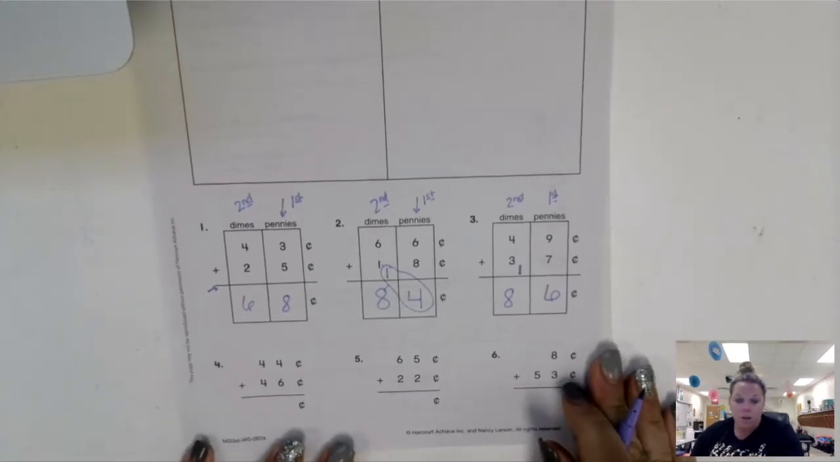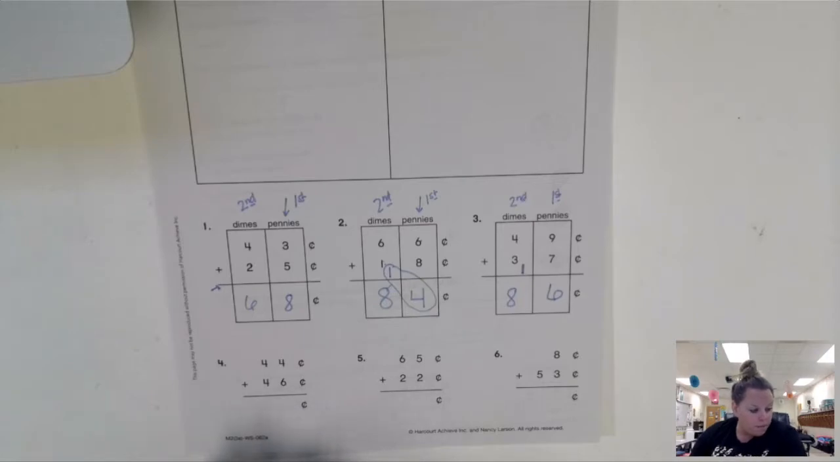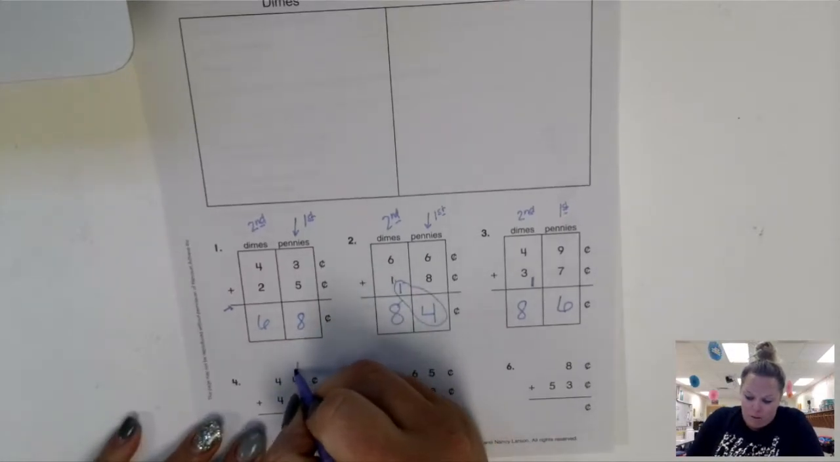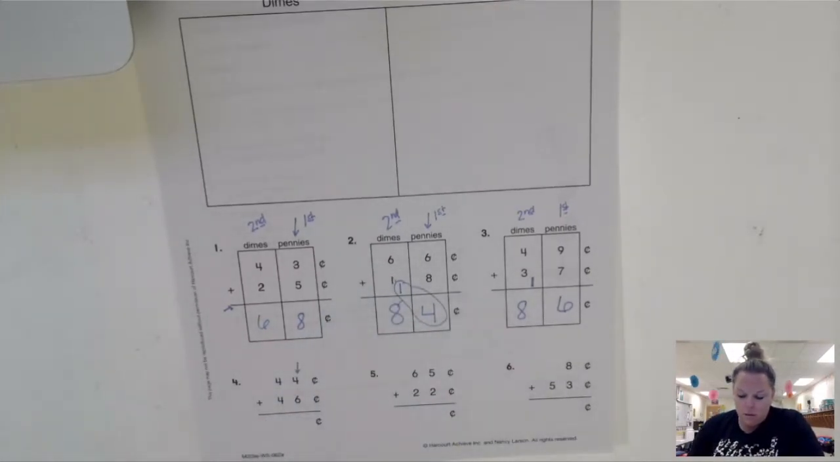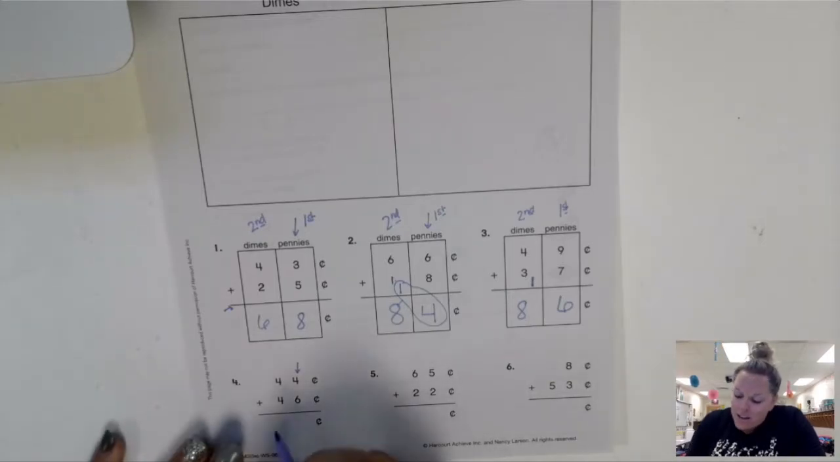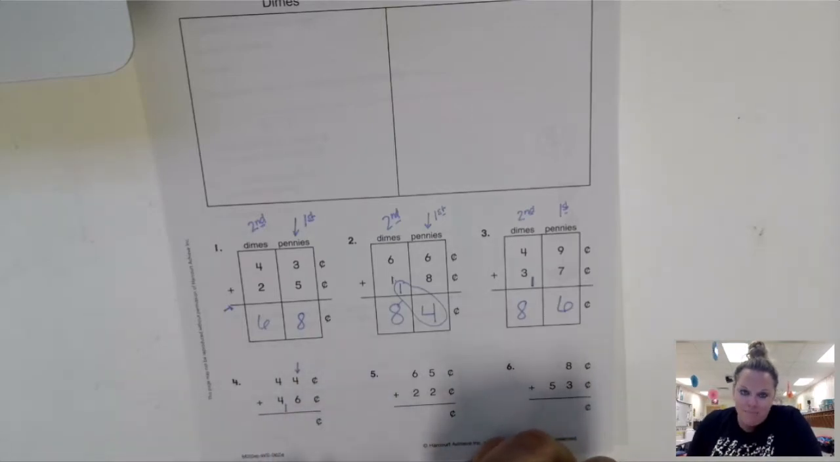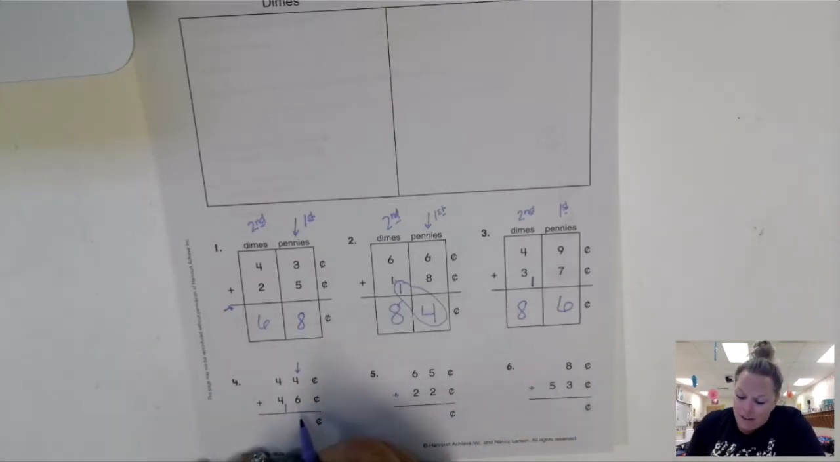Now, down below, we have 3 more problems. You ready? Here we go. 4 plus 6. I know we can do this. 4 plus 6 is 10. 10 or more. So I'm going to trade the pennies so I can have a dime. And then I don't have any pennies left. So I'm going to put a 0.